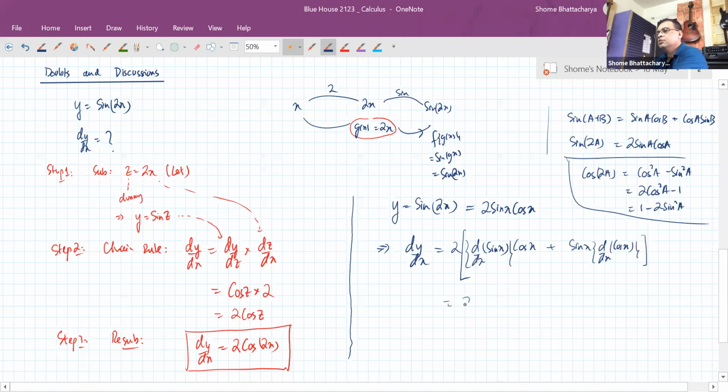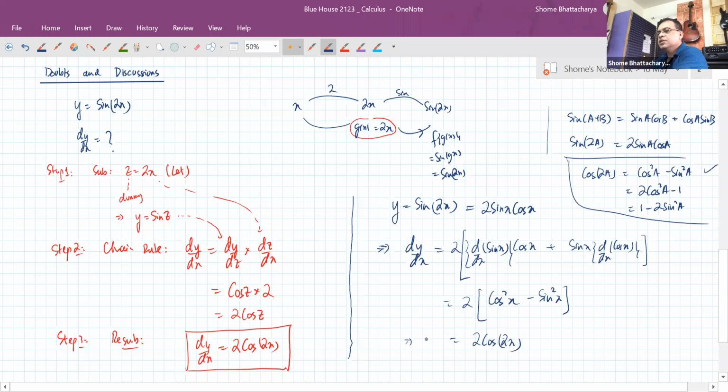So you can see this will become 2 times cos square x minus sine square x, because now of course you have to always remember the formula of differentiation. So you should not confuse this, that differentiation of sine x is cos x, whereas differentiation of cos x is minus sine x. So that's how this minus sign comes. And now you make use of this formula. So it is equal to 2 cos.